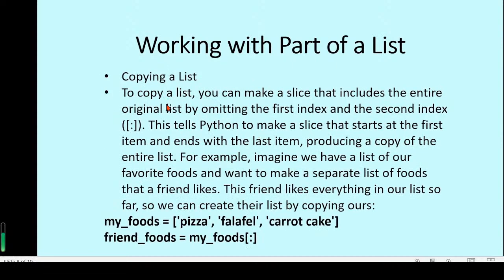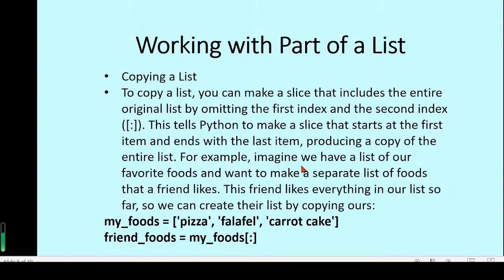And copy a list. To copy a list, you can make a slice that includes the entire original list by omitting the first index and the second index. So we just use a bracket and a colon inside the bracket to copy all the elements of the list. Now this tells Python to make a slice that starts at the first item and ends with the last item, producing a copy of the entire list.